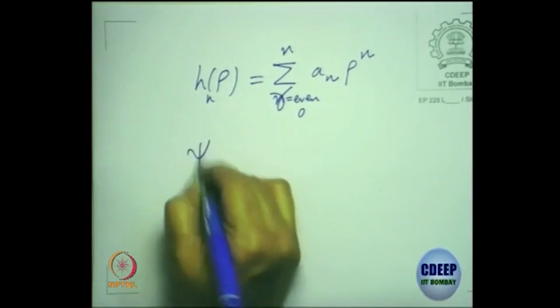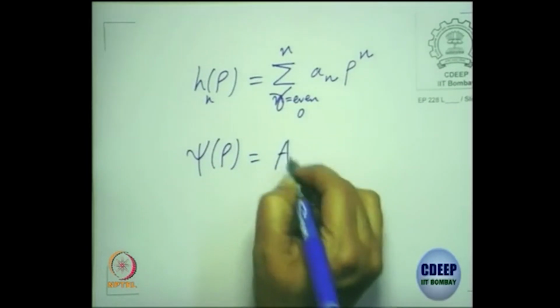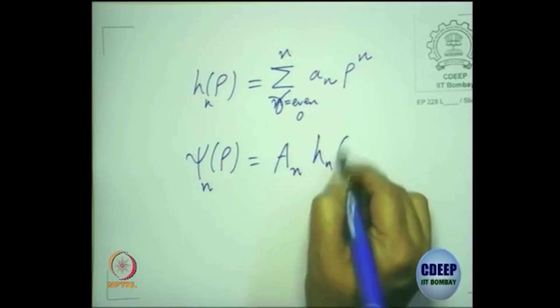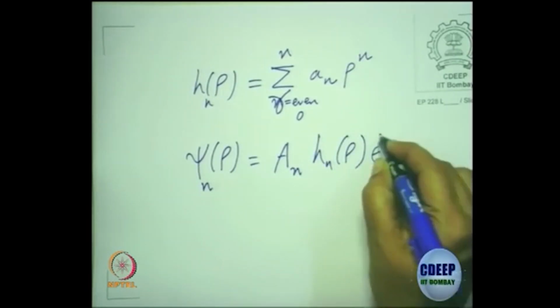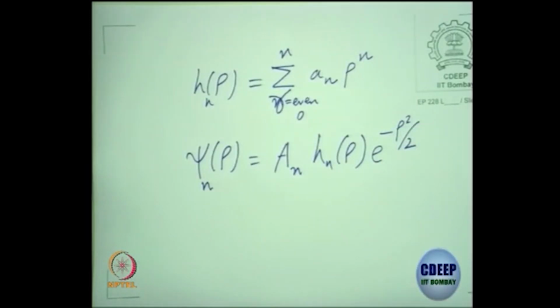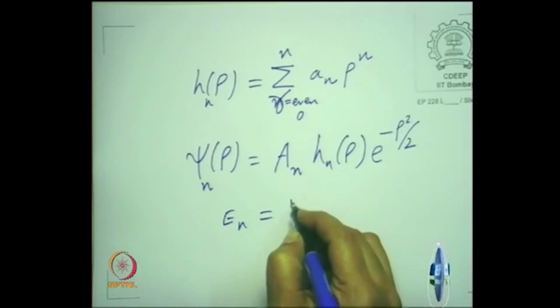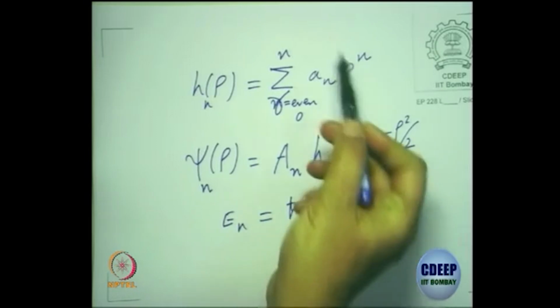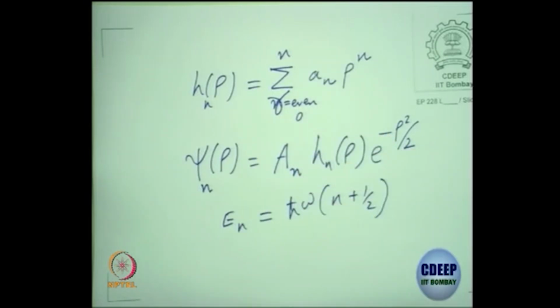So that your psi of rho is some normalization constant, let me call it psi n, times Hn of rho times e to the power of minus rho squared by 2, and the corresponding En is h cross omega times n plus half. I have still not written these An, but I have given you a recursion relation here from which you can determine An in terms of An minus 2 and so on. So this is one possible solution.